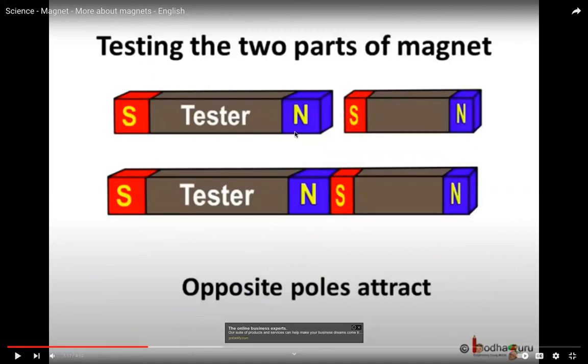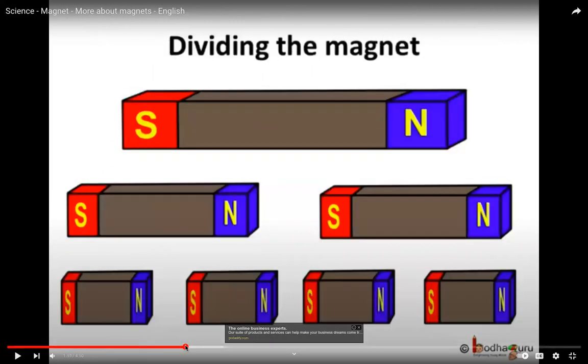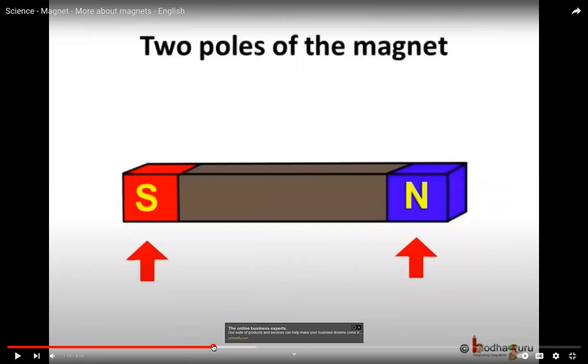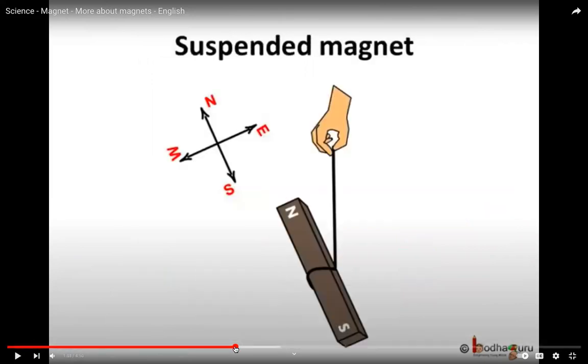Again we see through this that opposite poles will attract. If it is not opposite, similar poles will not attract. So how can we mark the two poles? We have to keep this compass to find the direction, and after that, you can do this experiment.